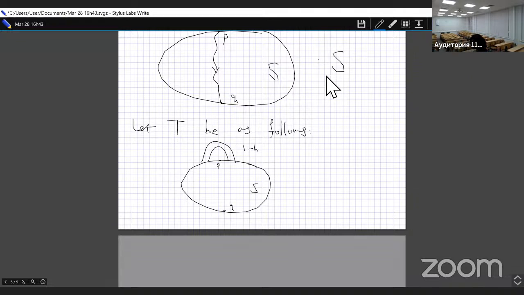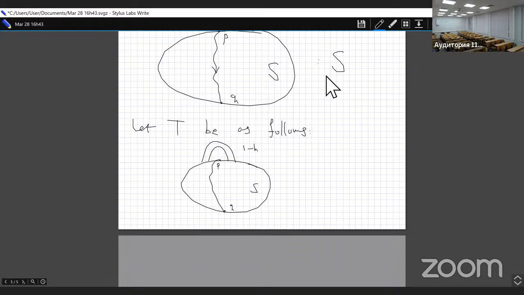The small one handle, which is close to P. The point is it shouldn't be on this side. One side must be on the other side of P. More precisely, we have two points P and Q, and the handle should separate P and Q. In other words, after doing this, we must have P and Q in different boundary components. That's the point of doing this.